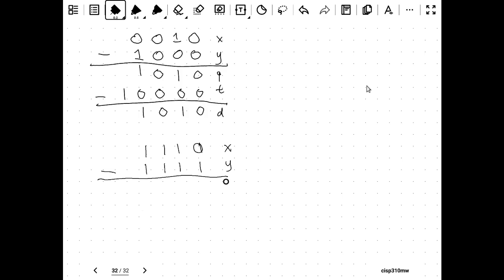So here's x, y, q, t, and then finally we have d. 0 minus 1 has a single digit difference of 1. 0 is over here, and t0 is usually assumed to be 0. 0 minus 1 has a borrow of 1. 0 minus 1 has a borrow of 1. So the result is going to be 1, 1, 1, 1. There we go. All right.